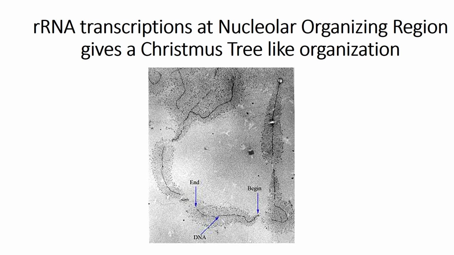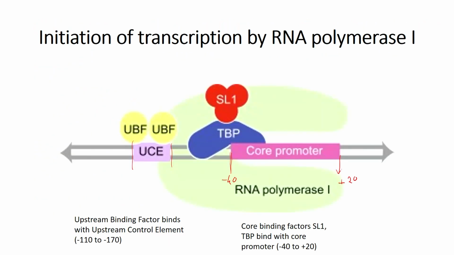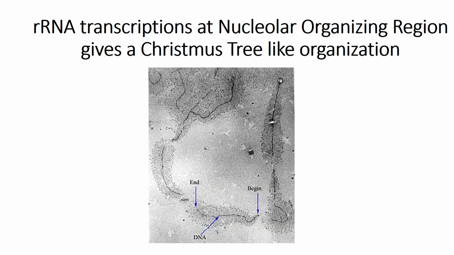Ribosomal RNA transcription occurs at the nucleolar organizing region. The question is where the ribosomal RNA genes are present. Just now we talked about how ribosomal RNA genes are transcribed by RNA polymerase 1. Where are they present? In the nucleus. They are present in the nucleolar organizing region of the chromosome. There are certain chromosomes which are also known as satellite chromosomes. There you have a secondary constriction.